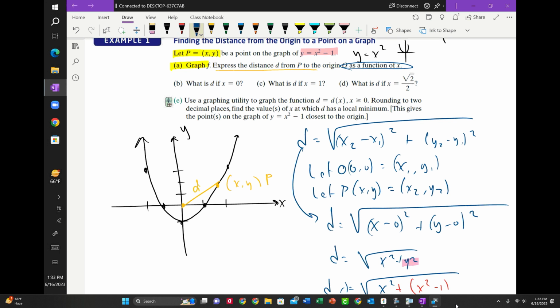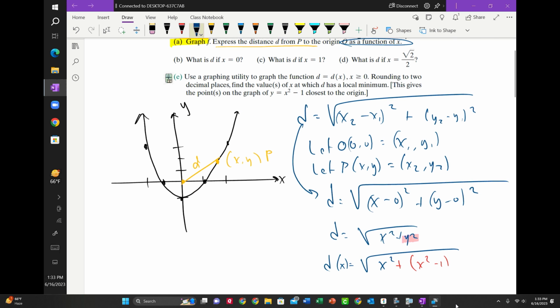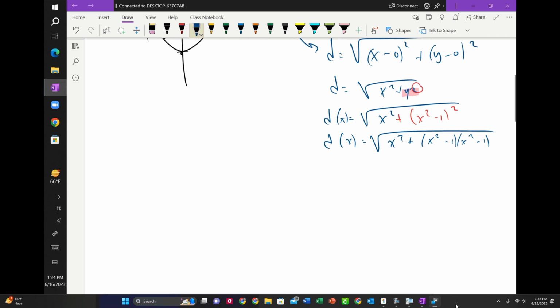So we have the distance in terms of x as the square root of x squared plus x squared minus 1. We may want to clean that up a little bit. I forgot one small piece here. It's x squared minus 1 squared. Forgot my square. So let's clean this up just a little bit. We will end up with x squared plus x squared minus 1 multiplied by x squared minus 1. That's the definition of a square.